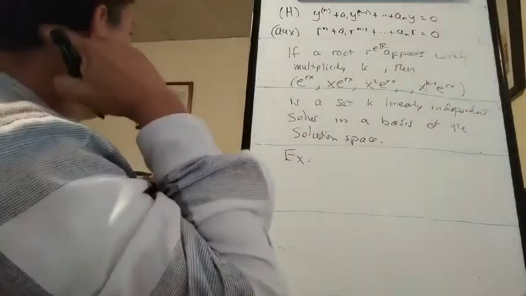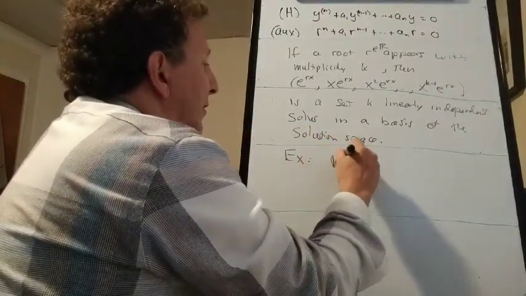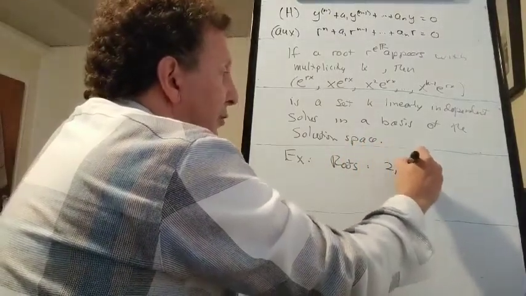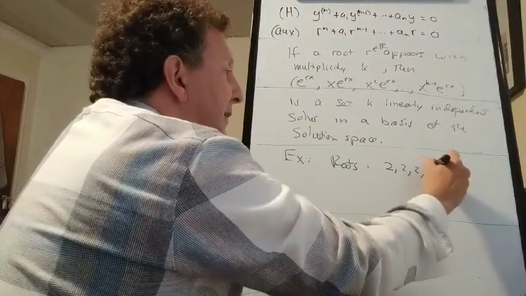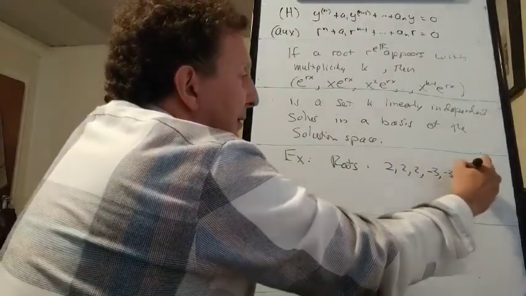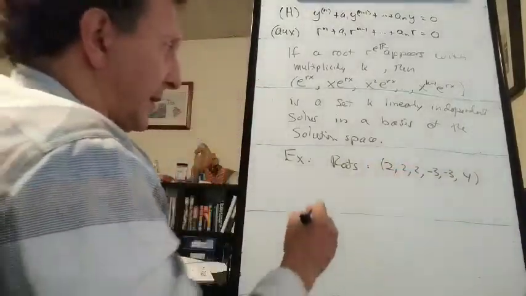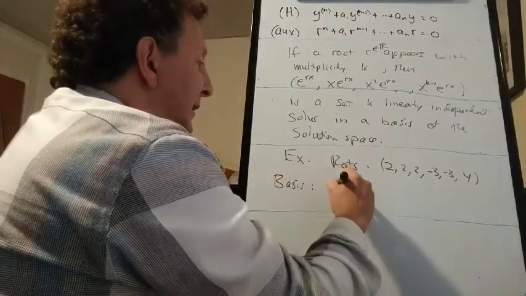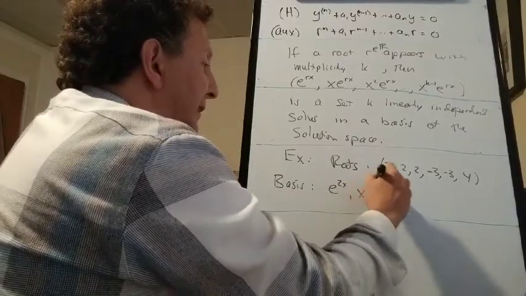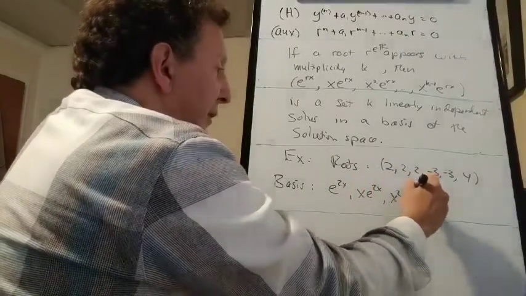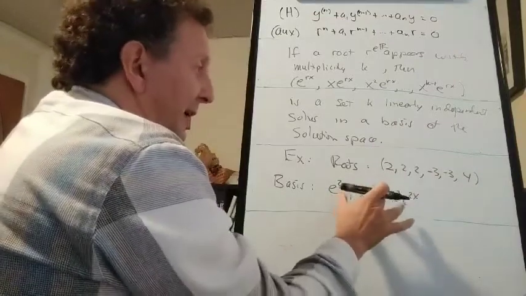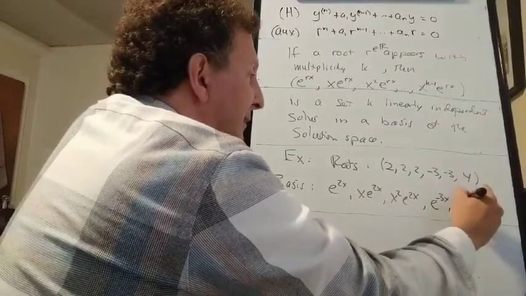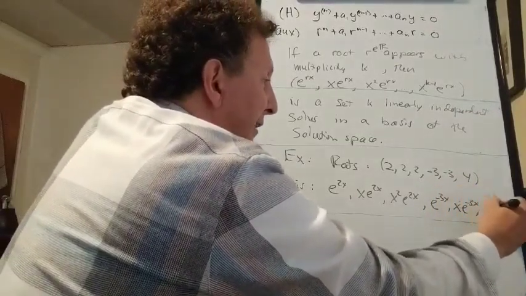So for example, if the roots are 2, 2, 2, -3, -3, 4, then the basis would be e to the 2x, x e to the 2x, x squared e to the 2x. So we keep raising the powers until we have as many e to the 2x's as there are 2's, and then e to the -3x, x e to the -3x, and finally e to the 4x.